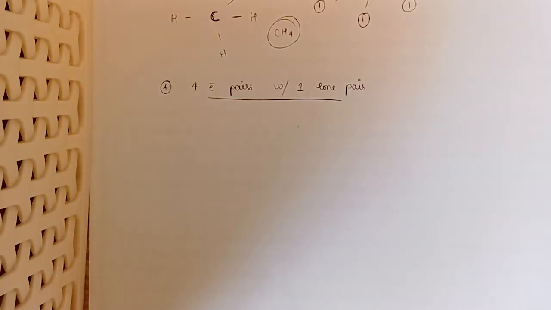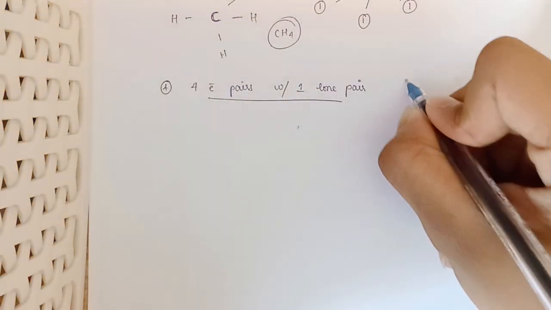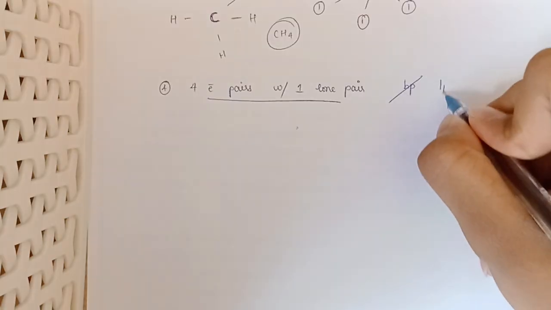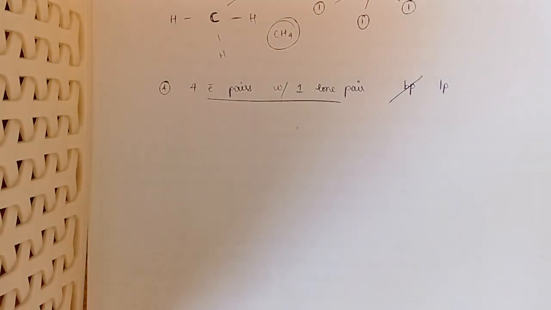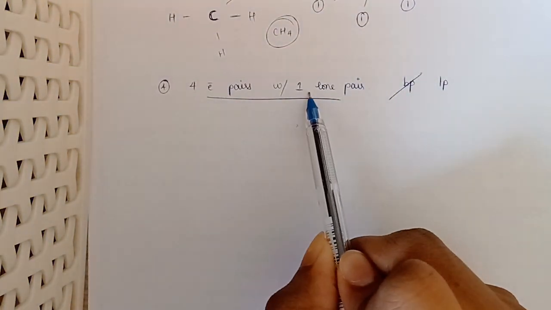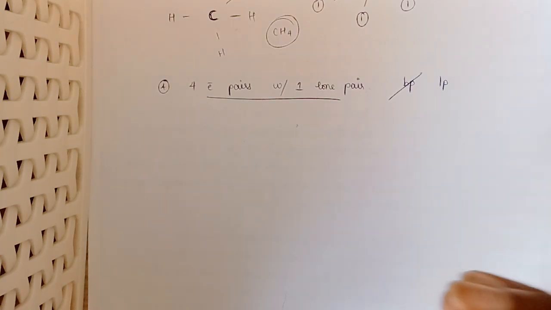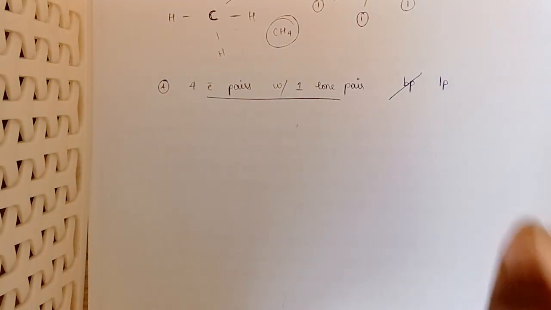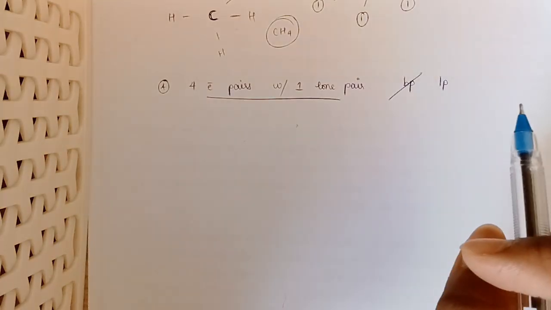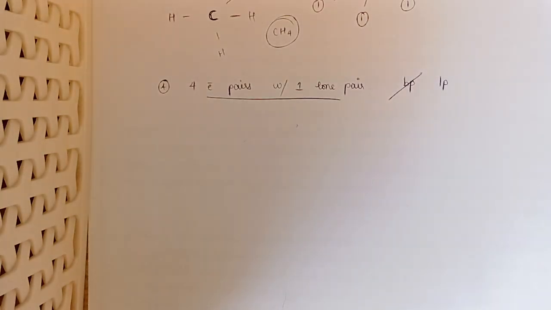The next shape is what we get when we replace one bond pair with a lone pair. Now instead of a bond pair, we are replacing it with a lone pair. So now we're going to see what happens. That is, when four electron pairs include one lone pair, the electron geometry remains tetrahedral, but the molecular shape changes to trigonal pyramidal.